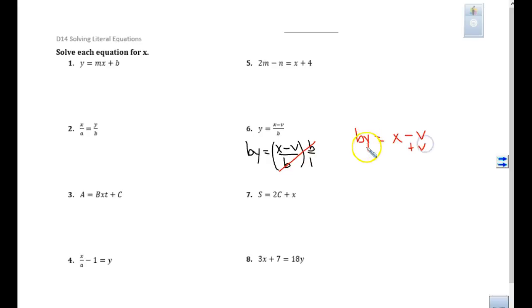So when you do some of these, they might look kind of terrible at first. They're not that bad. B plus V equals X. They just look ugly.